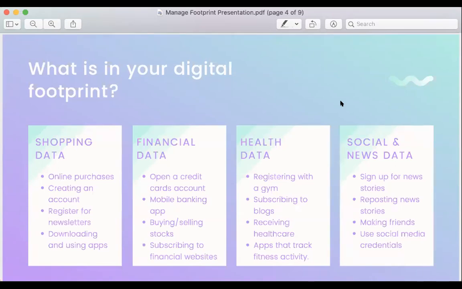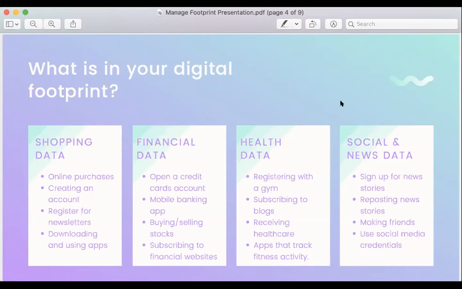And if you have a Fitbit and use their app that's tracking your fitness activity, there's also a social aspect to it. You can see your friends, you can have competitions. That's all part of your digital footprint. And probably the most important part would be the social media and news aspect of your digital footprint.